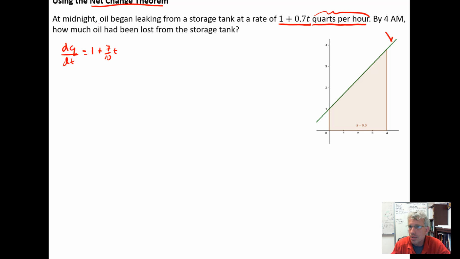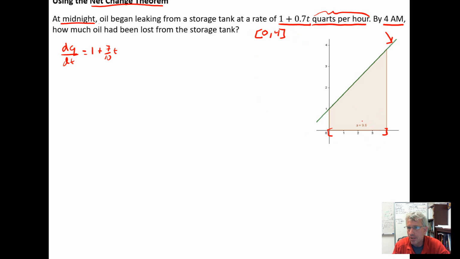Here is the rate of change function, which is always above the x-axis on the time interval from 0 to 4. And I'm going to work with the time interval from 0 to 4 because the oil leak started at midnight and I'm asked about how much oil had leaked by 4 a.m. So if midnight is time equals 0, then 4 a.m. is 4 hours later.